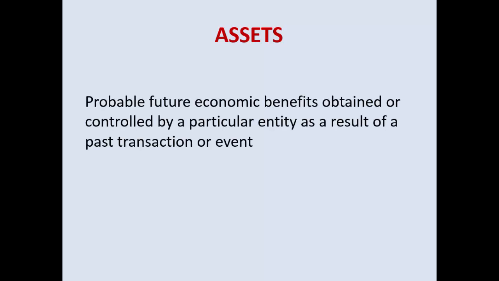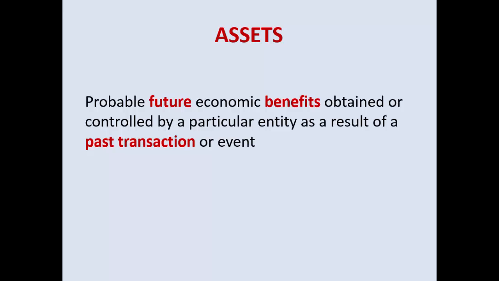So assets, these are probable future economic benefits obtained or controlled by a particular entity as a result of a past transaction or event. That's actually the FASB definition. The key to remember, future benefits from a past transaction.